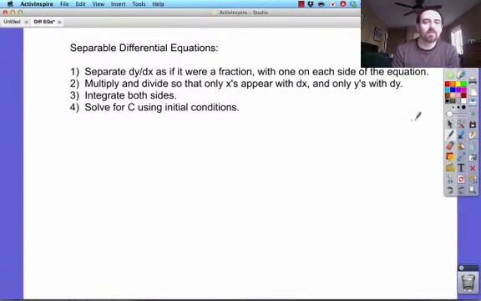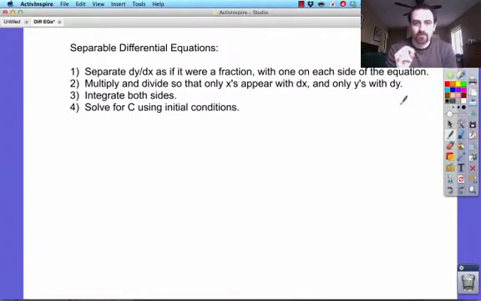So here's the concept. We separate dy dx as if it were a fraction with 1 on each side of the equation, a dx on one side and a dy on the other. We multiply so that the x's appear only with the dx term, and the y's appear only with the dy term. The only way we can do this is if we multiply and divide. Adding and subtracting them to one side or the other won't do anything for us. Then we integrate both sides, and finally we solve for c using initial conditions.